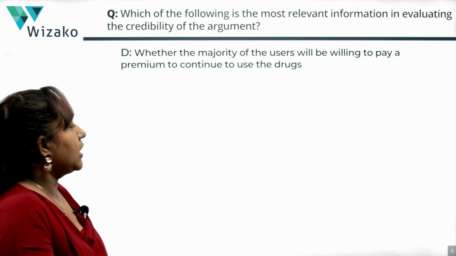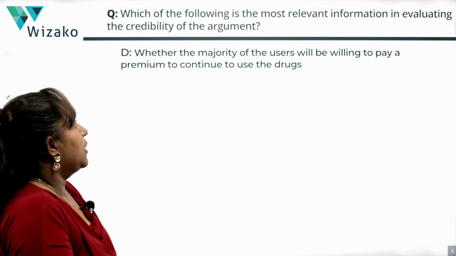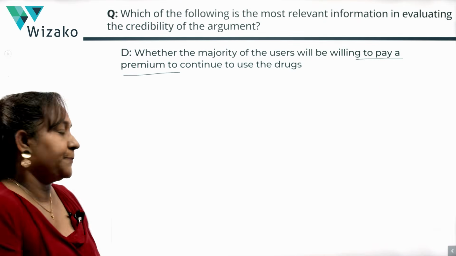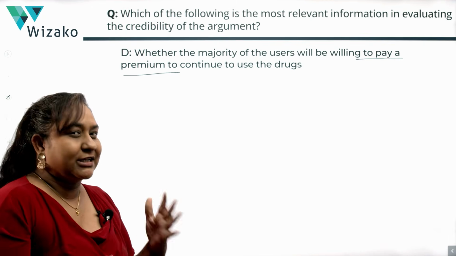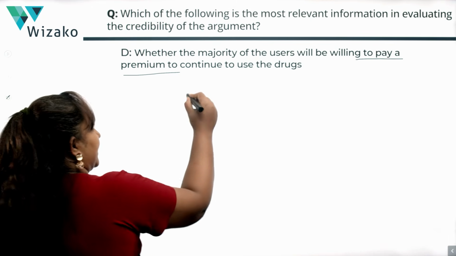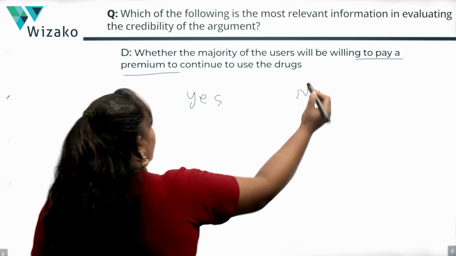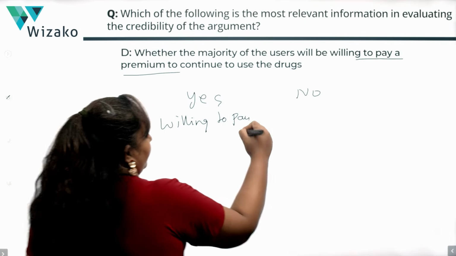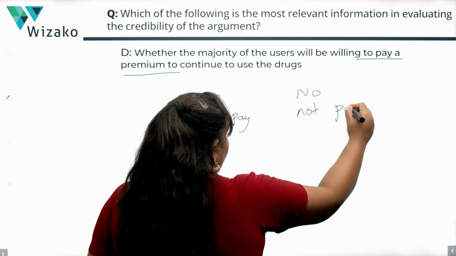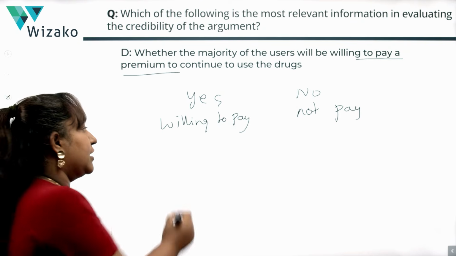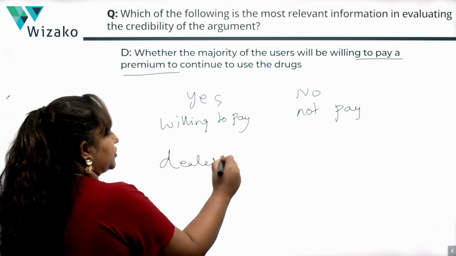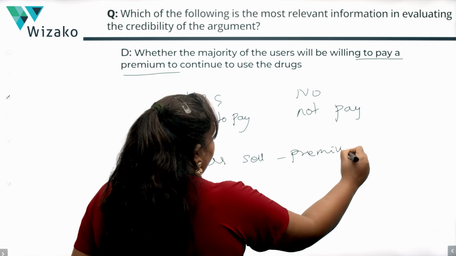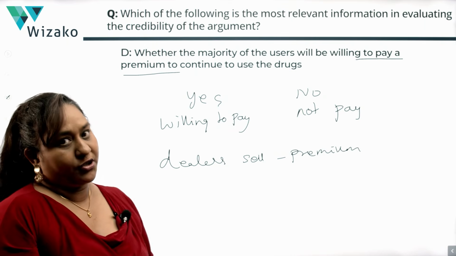So get D. Whether the majority of the users will be willing to pay a premium to continue to use the drugs. So this talks about users, which is kind of relevant to the author's conclusion, but let's answer a yes and a no, right? Yes, they will be willing to pay, right? No, they will not pay. Now, what was the author's argument? That the dealers will be able to sell at a premium or charge more for the drugs because there is a shortage in the supply, was the point that the author made.